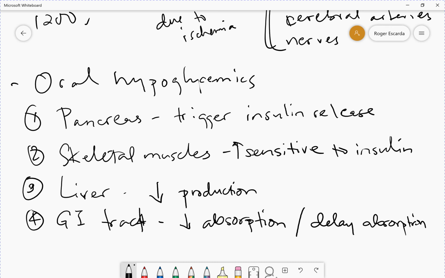So a drug can either trigger insulin release in the pancreas, or make the muscles more sensitive to insulin. Next, they will decrease liver production of glucose, thereby, as you can see, all these things here lead to hypoglycemia. Okay, GI tract, in this case, it will either decrease or delay absorption of glucose in the GI tract, thereby lowering blood sugar.